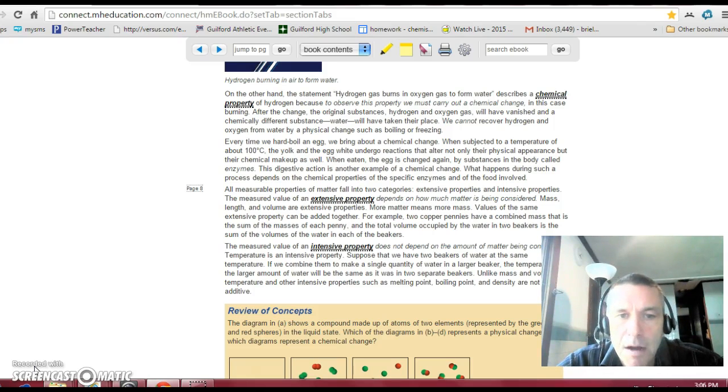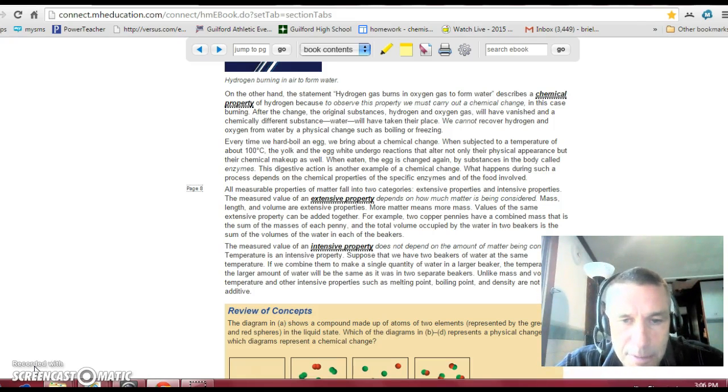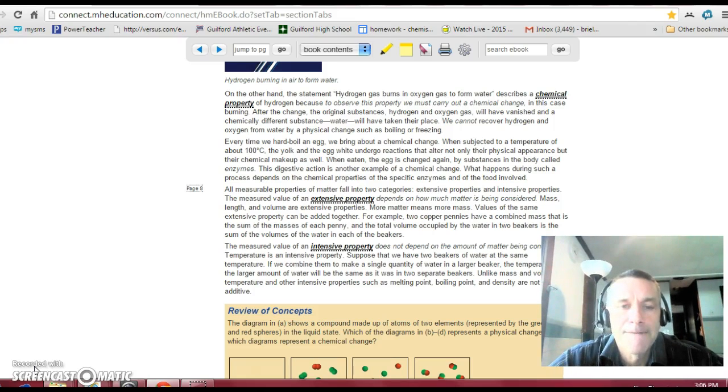All measurable properties of matter fall into two categories, extensive and intensive properties. The measured value of an extensive property depends on how much matter is being considered. Notice the word extent hiding within there, so that's how I always remember it. Extensive properties are extent or amount dependent, and it's oftentimes quite silly. For example, mass is an extensive property. If you have more matter, you have more mass. Mass, length, and volume are extensive properties. More matter means more mass. Values of the same extensive properties can be added together.